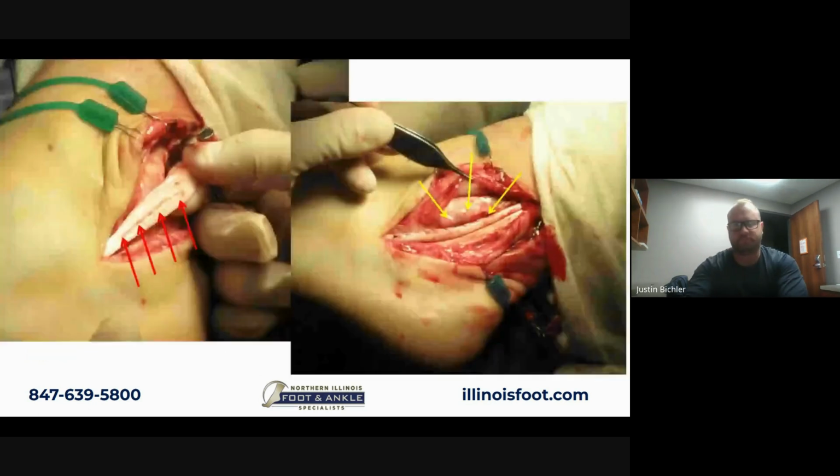But this is just a little peroneal tendinopathy intraoperatively. There's a split tear in the brevis here, which part of it was excised. And then the tendon itself was retubularized here to sit nicely within the fibular groove.